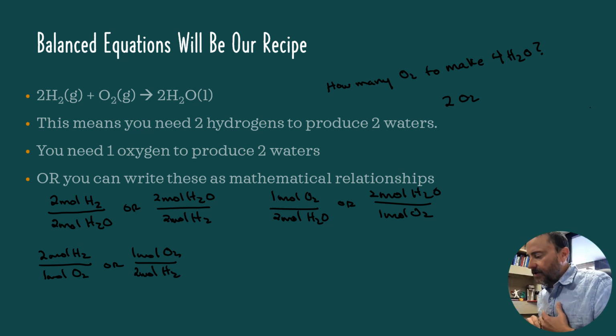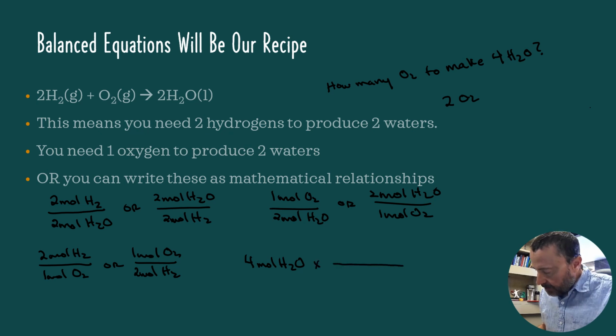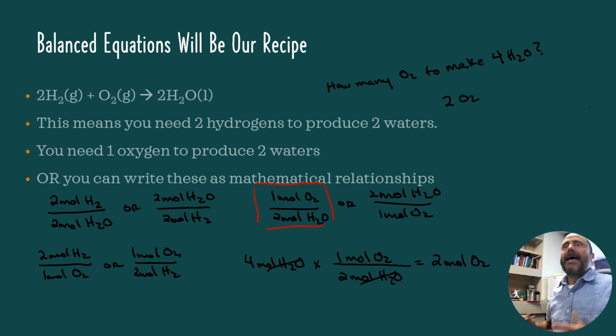How many moles of oxygen to make 4 moles of water? So what I really did there, right, is I used this relationship here, that 1 mole of oxygen per 2 moles of water. 4 divided by 2, right? That's how I got that.